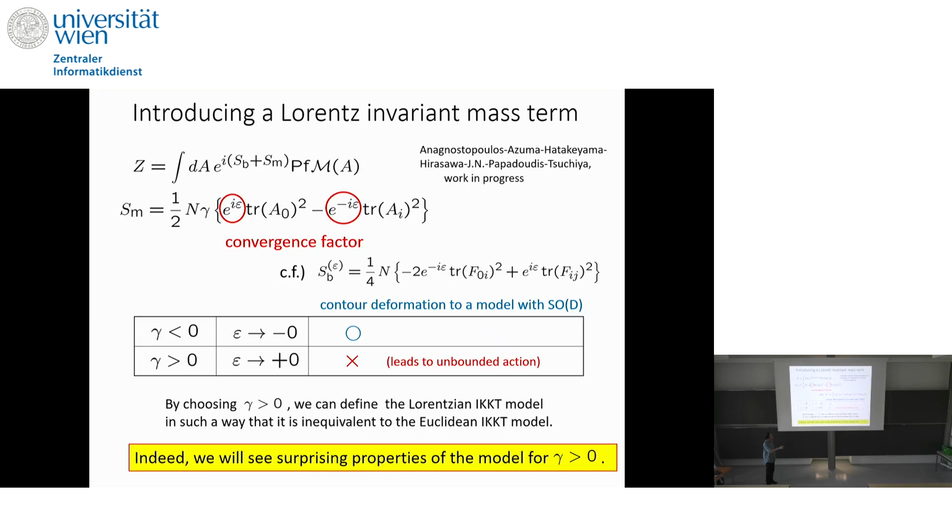So if you have a well-defined Euclidean model on this side, you get an ill-defined one, just an unbounded action, in this case. So in the positive gamma region, we expect that the Lorentzian model that you obtain in this way is inequivalent to the Euclidean model. And indeed, we will see surprising properties of this model for positive gamma. Okay?